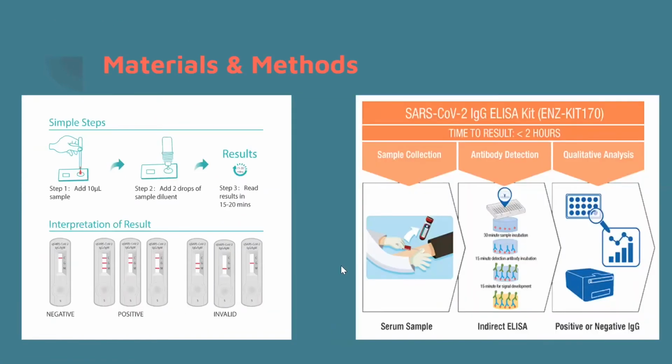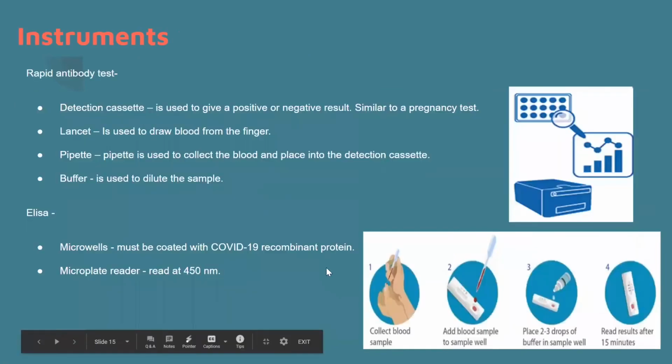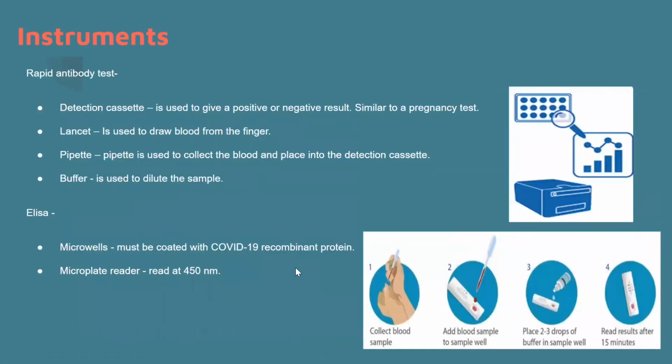Next, we want to know the materials and methods on the rapid test and the ELISA test. So the instruments used on the rapid antibody test is the detection cassette. This gives a positive or negative result. The lancet, which is used to draw blood from the finger. The pipette, which is used to collect the blood and place it into the detection cassette. And the buffer, which is used to dilute the sample.